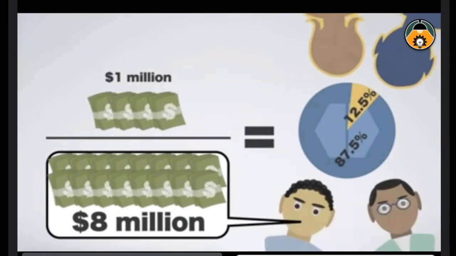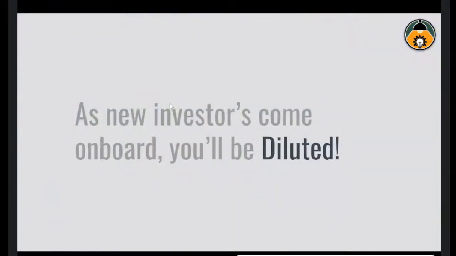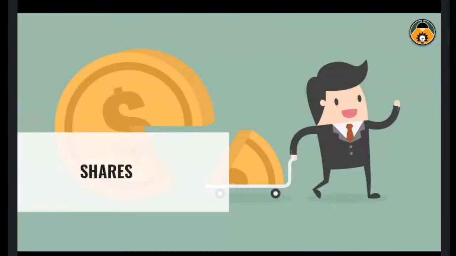Moving forward, as new investors come on board, you will be diluted. Dilution here stands for decrease in percentage of company owned by you. Talking about the shares, the company can create shares just like central bank can print money. The total number of shares of a company changes from time to time.